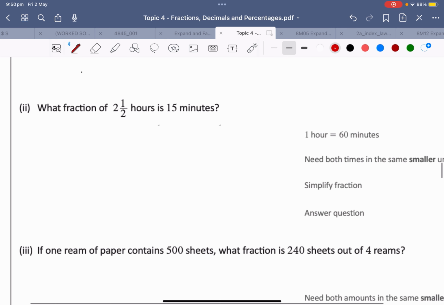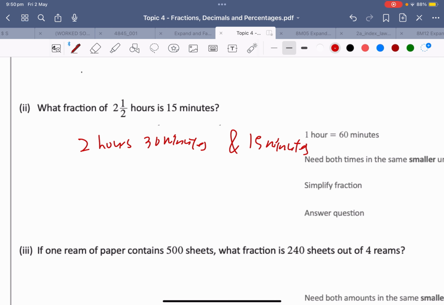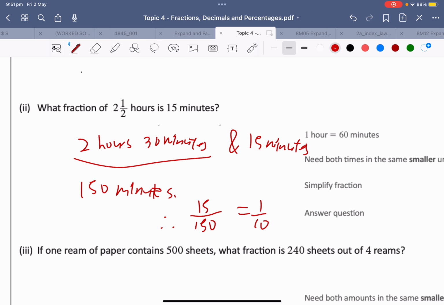What fraction of 2.5 hours is 15 minutes? It's the same as 2 hours and 30 minutes and 15 minutes. Let's compare the quantities, yes? Minutes or hours. I'll show you the minutes method, but in class I showed an hours method as well, but that's a harder one. I'll see if you guys get comfortable with it. 2 hours and 30 minutes is the same as 150 minutes. Yes, so that means I have 15 minutes over 150 minutes, which is 1/10 of the time.